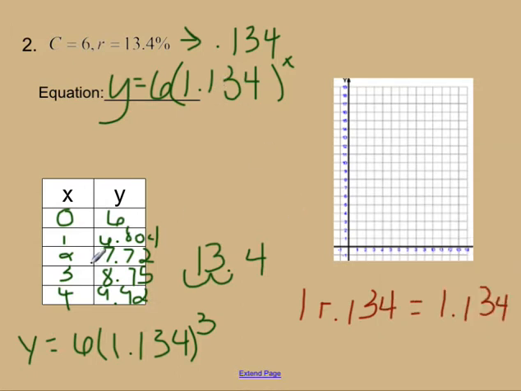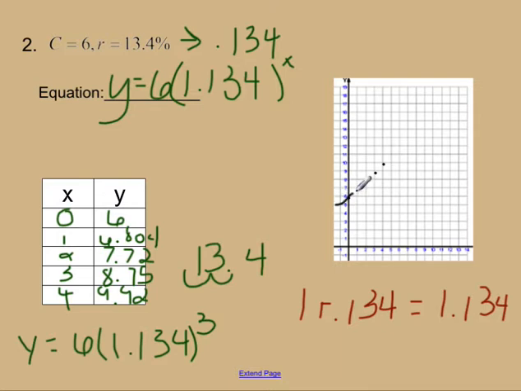Okay, so we're starting at 0 and going up 6. So over 0, up 6. That's right there. Then we're going over 1, up 6.8. So that's almost all the way to 7. And then we're going over 2, up 7.72. That's almost all the way to 9. And then we're going over 3, up 8.75. Almost all the way to 9. And then 9.92, almost all the way to 10.